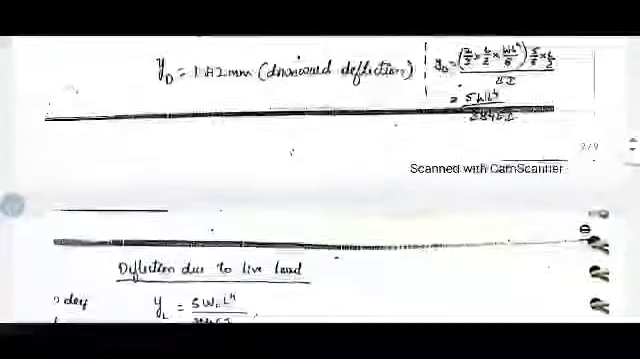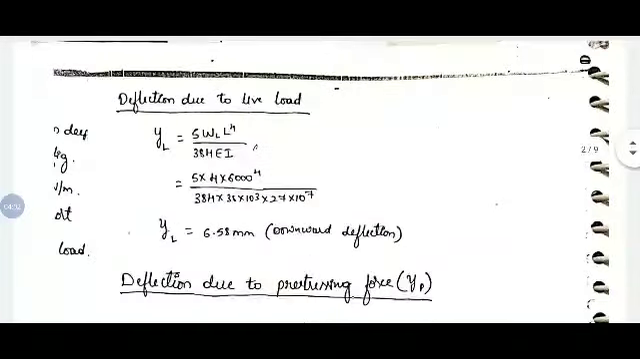Same way, let us go for live load. In the question, live load is also a uniformly distributed load. So the formula will be the same, 5 WL power 4 by 384 EI. On substituting we will get 6.58 mm, and again it will be downward deflection.